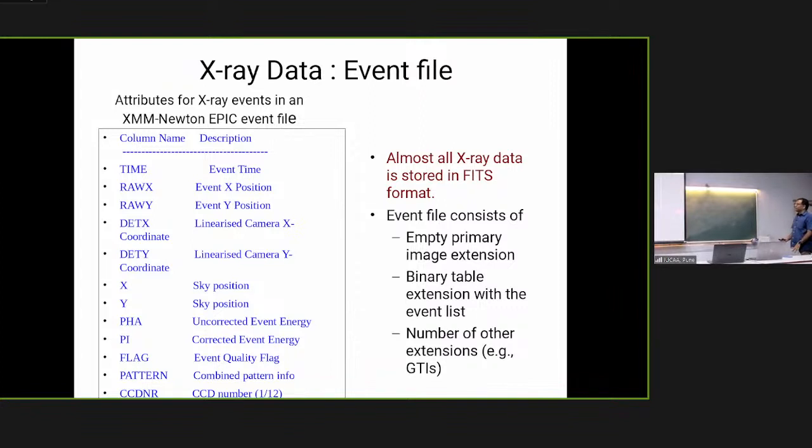These are the coordinates in the different kinds of coordinate systems. We can't bother right now with the so-called raw coordinate system, detector coordinate system, sky coordinate system. All these things are there.